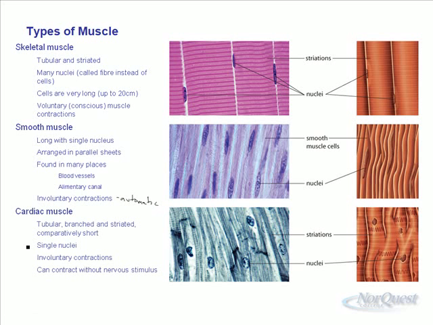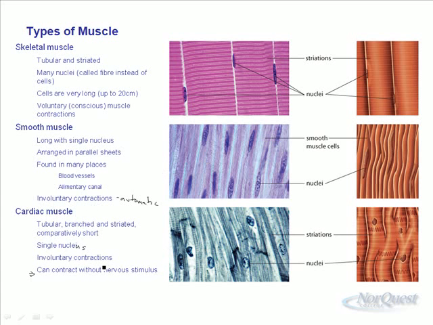The last type of muscle is cardiac muscle, and we talked a little bit about cardiac muscle during the circulatory system. We said it was the one type of muscle that can contract without nerve stimulation. It's kind of a mix between the two. It's tubular and striated. It's relatively short compared to the other two muscle types, and it's also branched. So it's a much different shape than your typical skeletal muscle or your smooth muscle. Each cell only has a single nucleus.